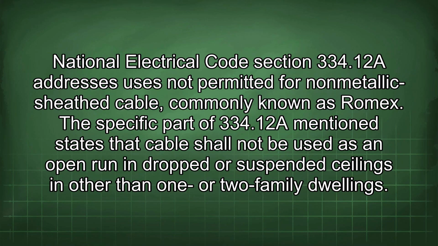National Electrical Code Section 334.12 addresses uses not permitted for non-metallic sheath cable, commonly known as Romex. The specific part of 334.12 mentioned states that cable shall not be used as an open run in dropped or suspended ceilings in other than one or two family dwellings.